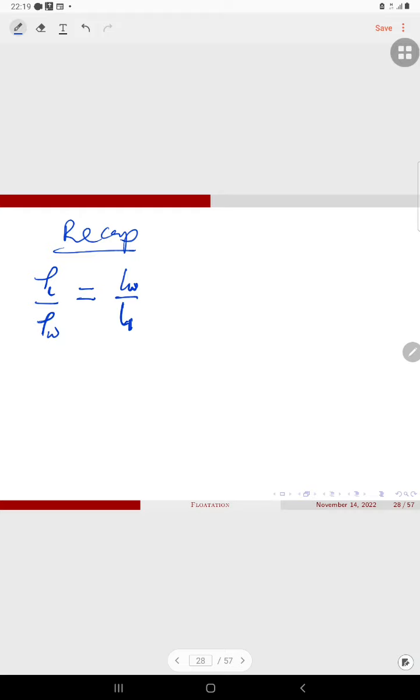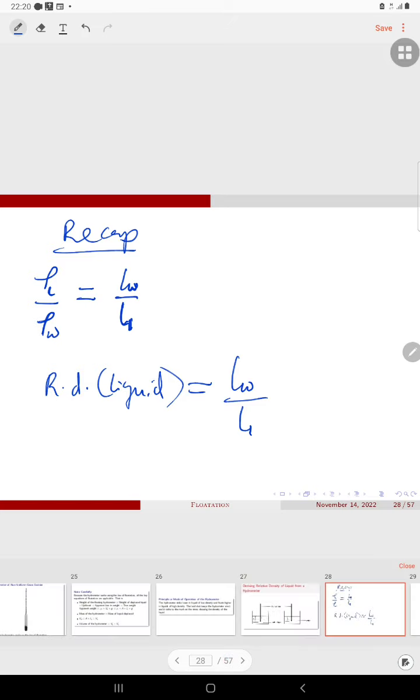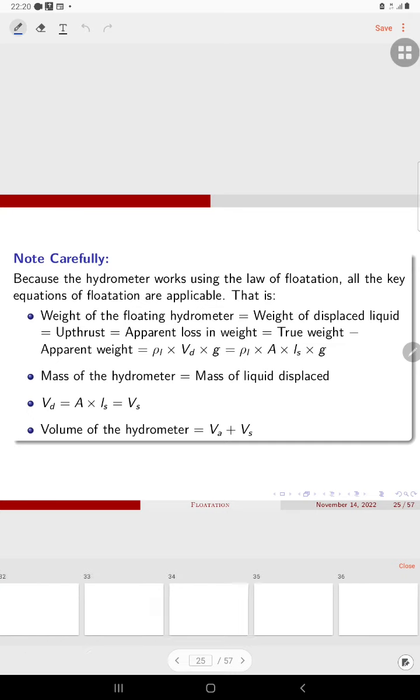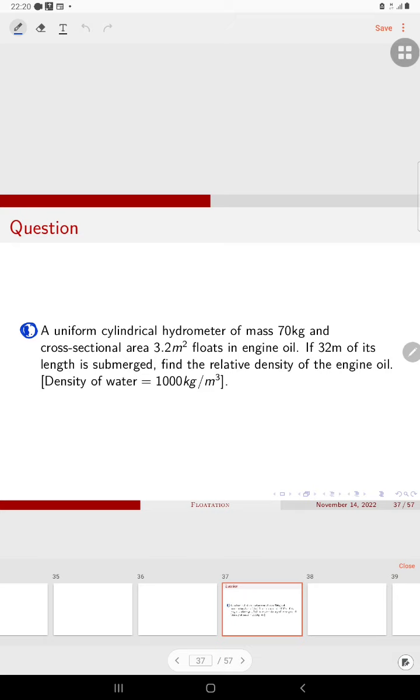Then we also said that the RD of a liquid is LW over LL. We have seen this equation. We also talked about the fact that because the hydrometer works on the law of flotation, all the flotation equations hold. Good. So now let's use this idea to solve this question.